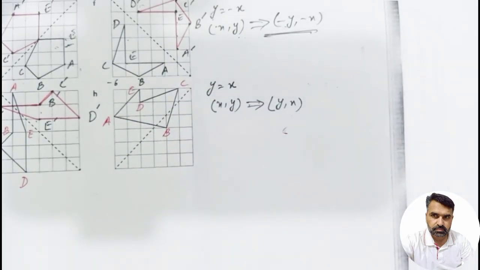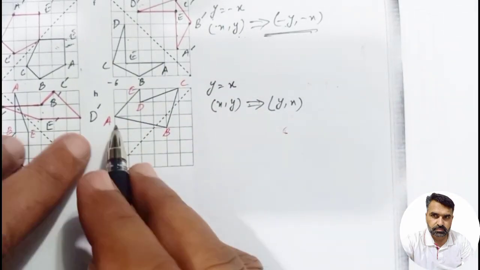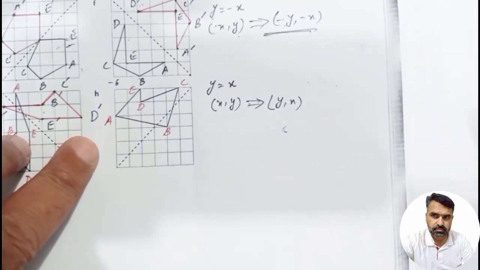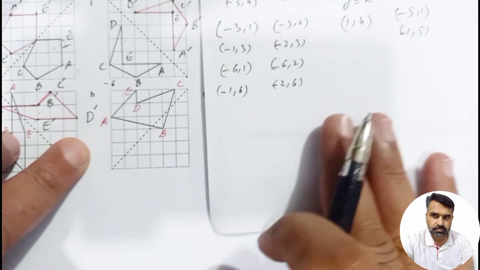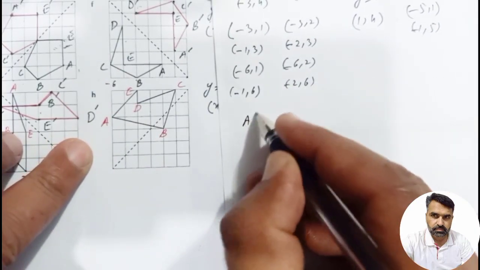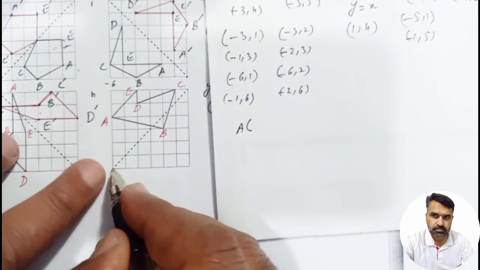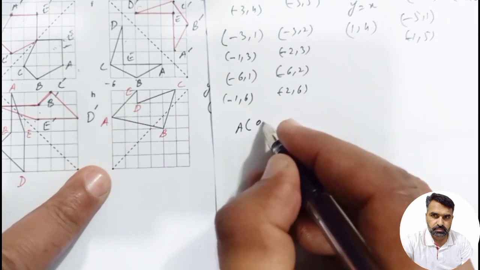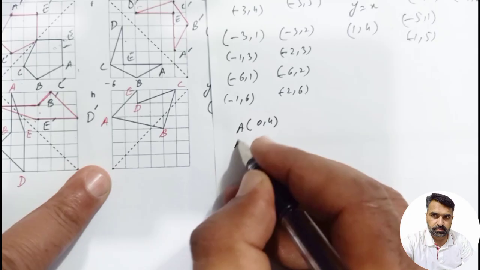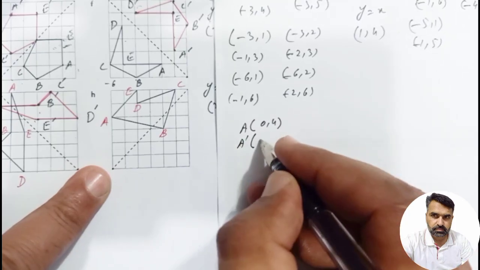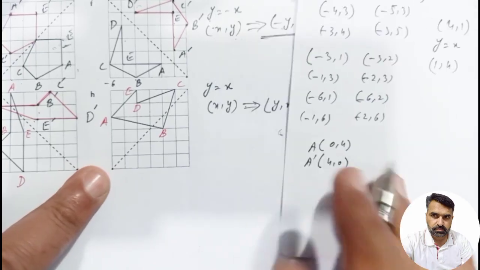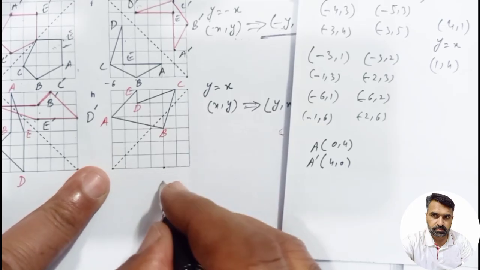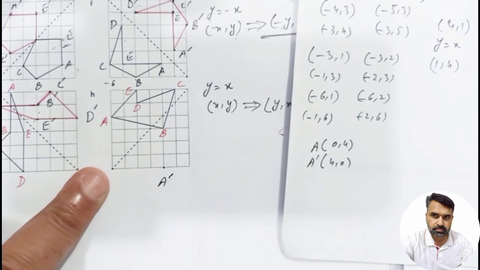And students, look at the coordinates of point A. The coordinates of point A are 0 and 4, and the coordinates of A prime will be 4 and 0. So students, 4 and 0 is this point, and I name it as A prime.